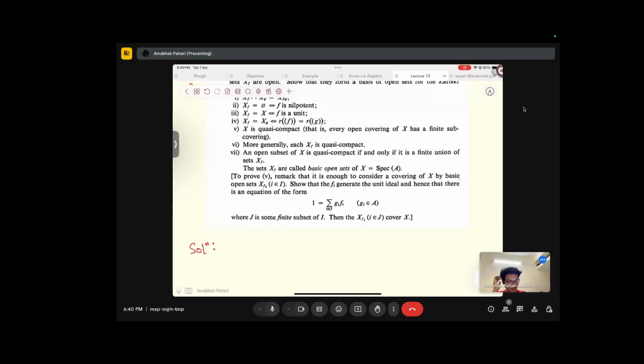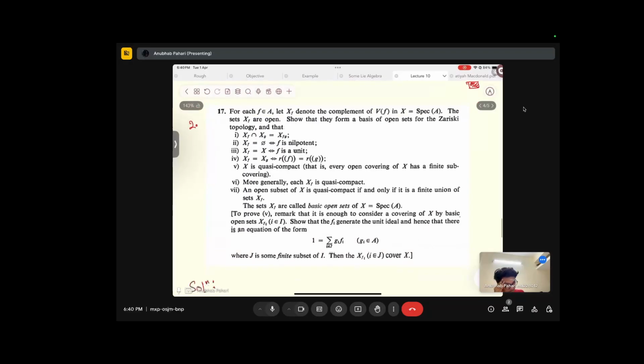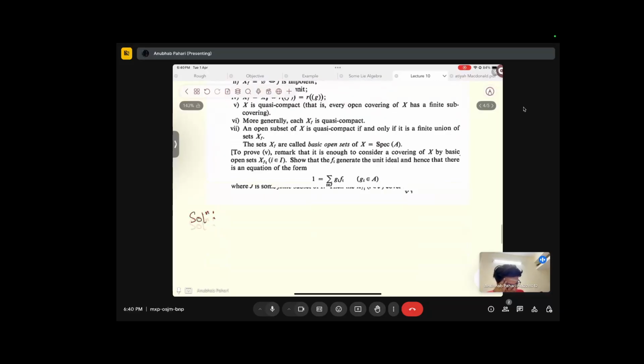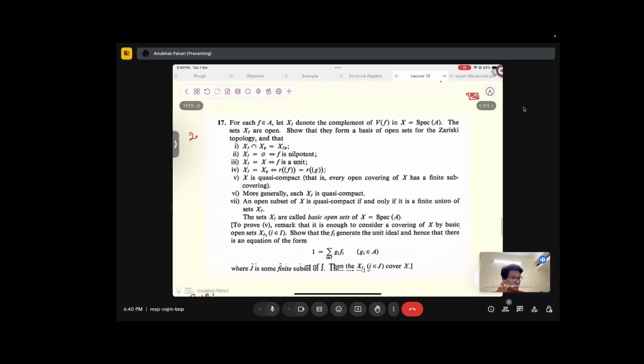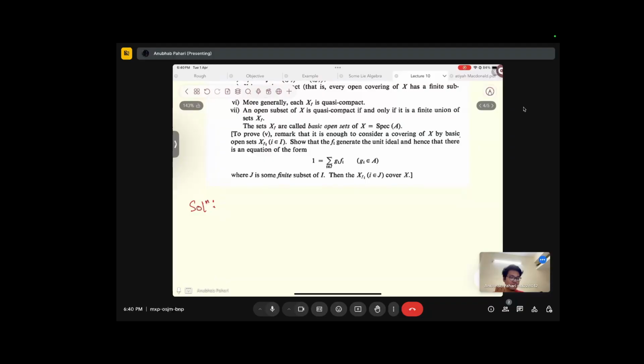Yeah, so first we will prove that these are the basic open sets. Basic means these are the minimal open sets, the building blocks of the topology. Any open set is a union of these open sets. That means if you take any element and any open set around it, there is at least one of these sets containing the element and contained in that open set.